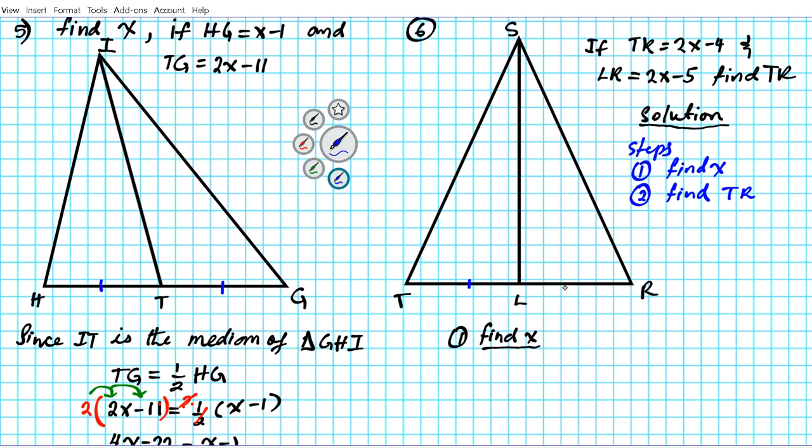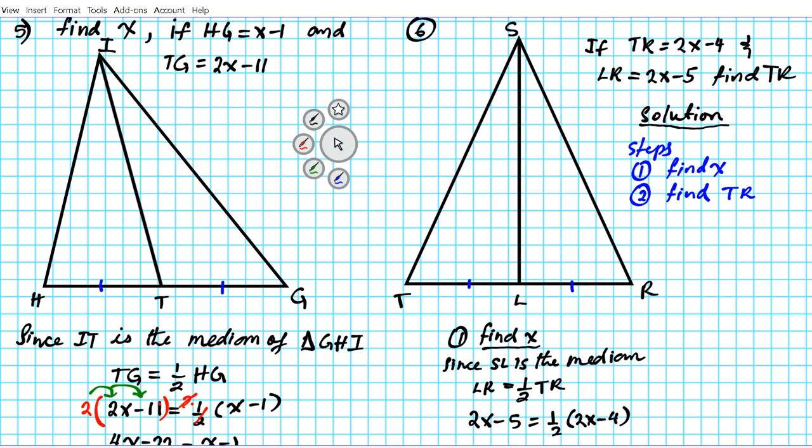Well, let's see, since SL is the median, what conclusion can we come up with? We know that LR is going to be half as long as the entire length TR. So if we substitute, what is LR? 2x minus 5. And that's half as long as the entire length, which is 2x minus 4.